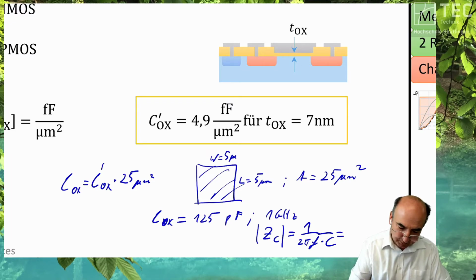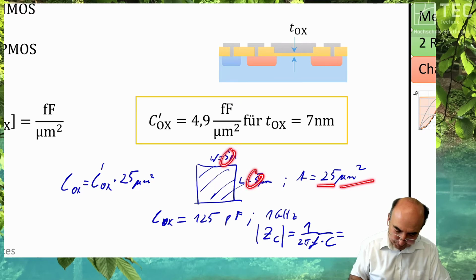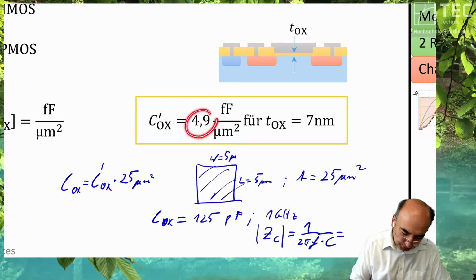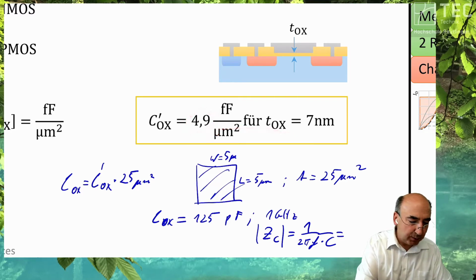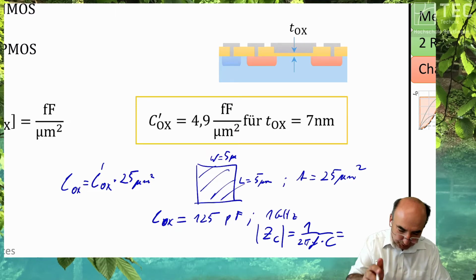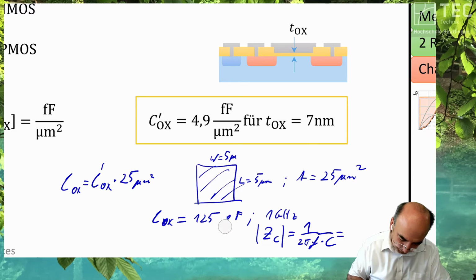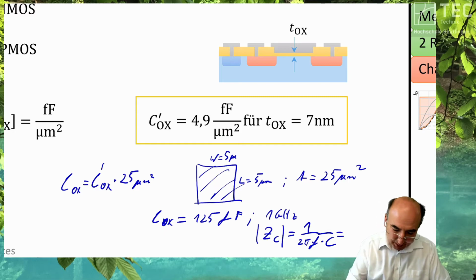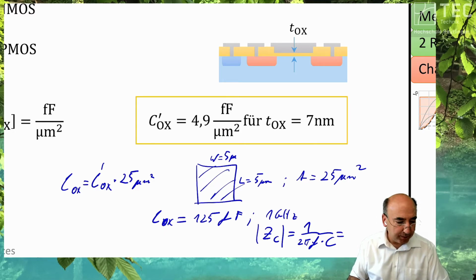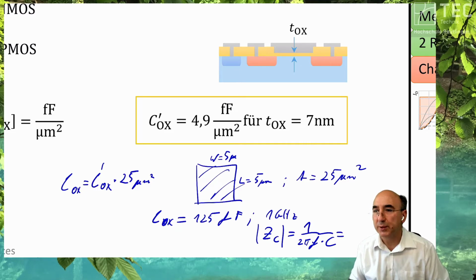So it looks like this. If you have 5 times 5, you have 25 square micrometer. So you have to calculate 5 times 25. So 5 times 25 is 125. You're right, femtofarad. Sorry about that. Okay, yeah, 125 femtofarad. That's not so much, but also a useful value.